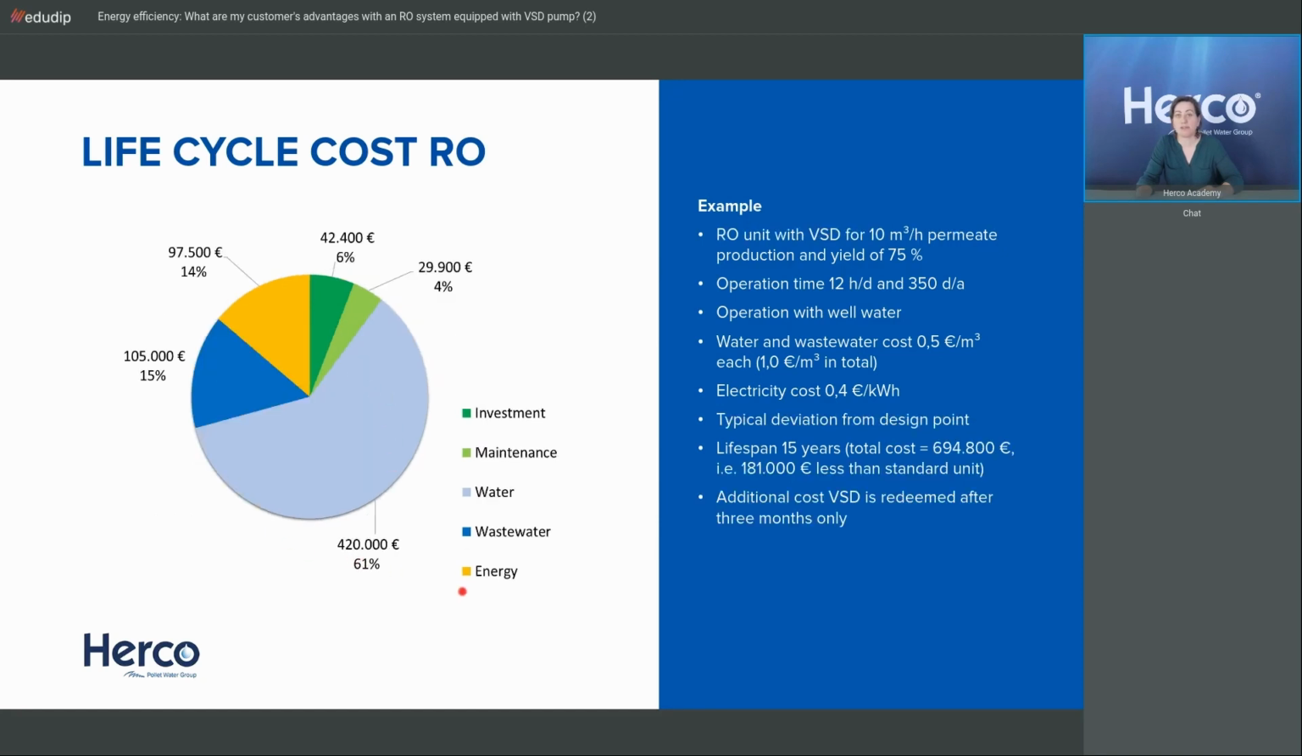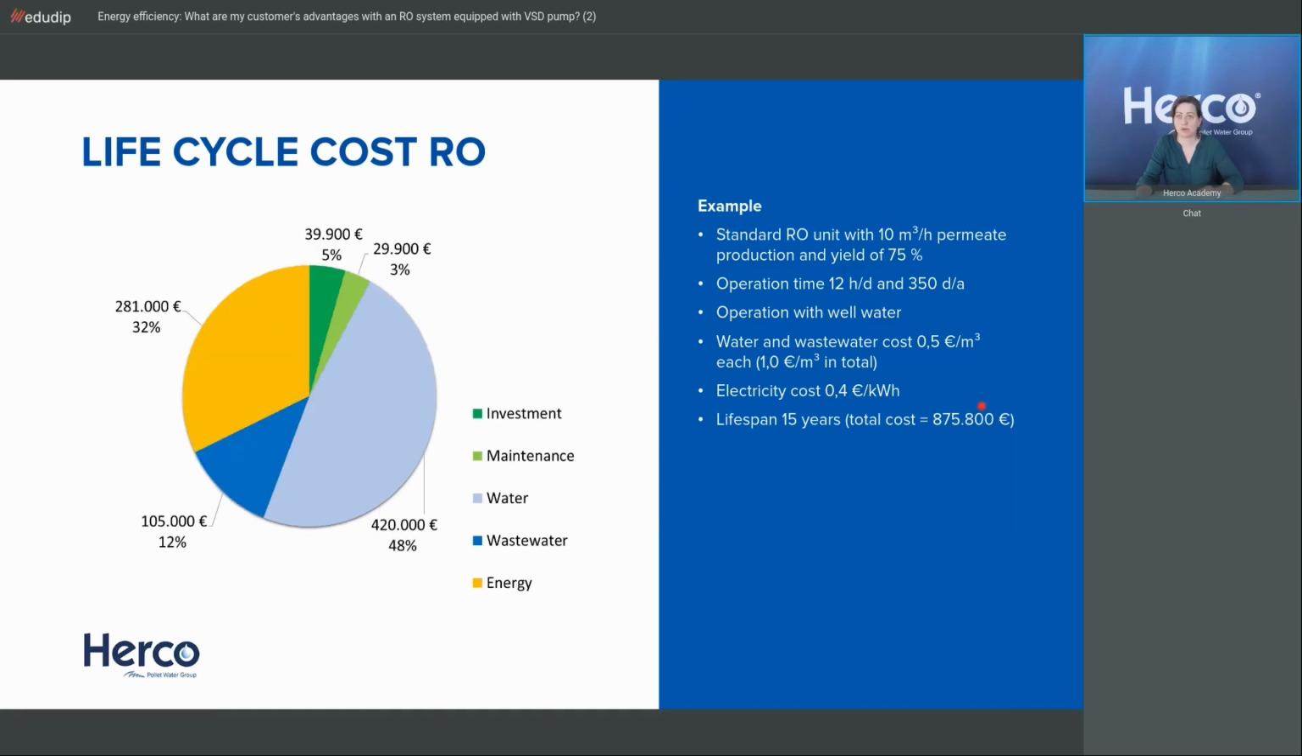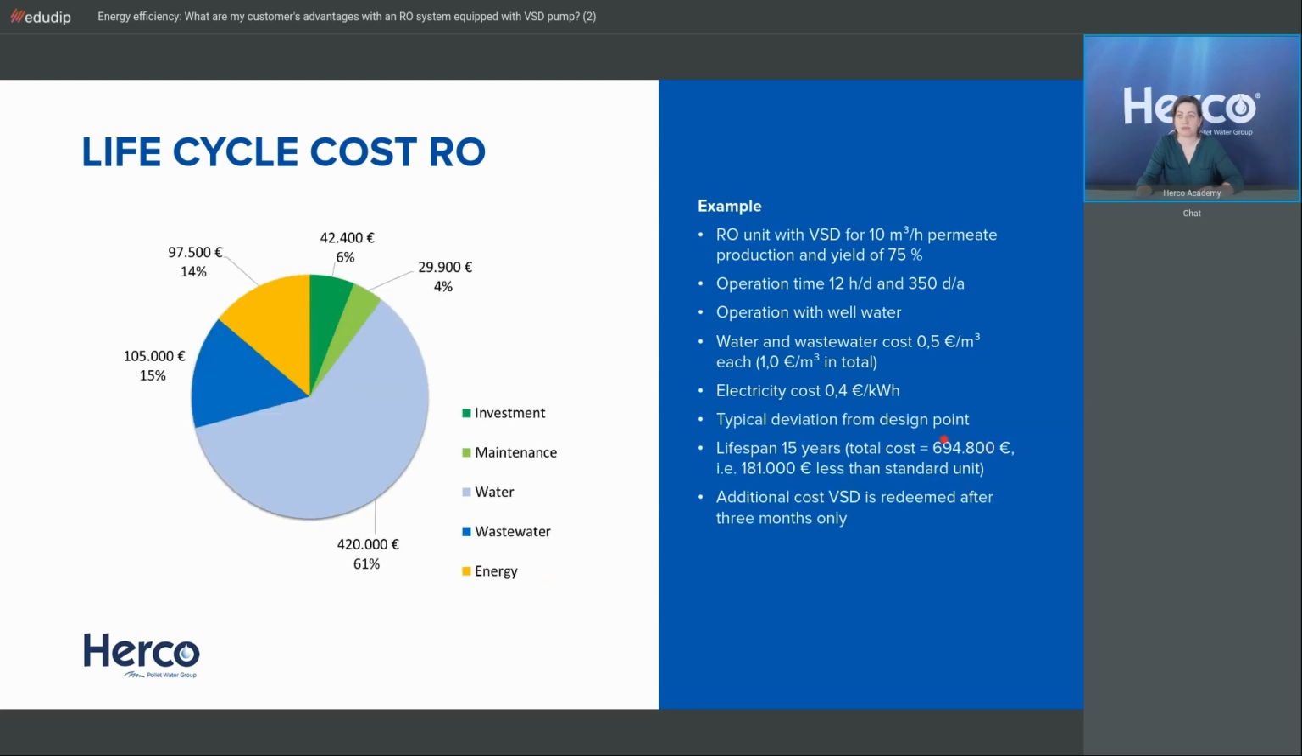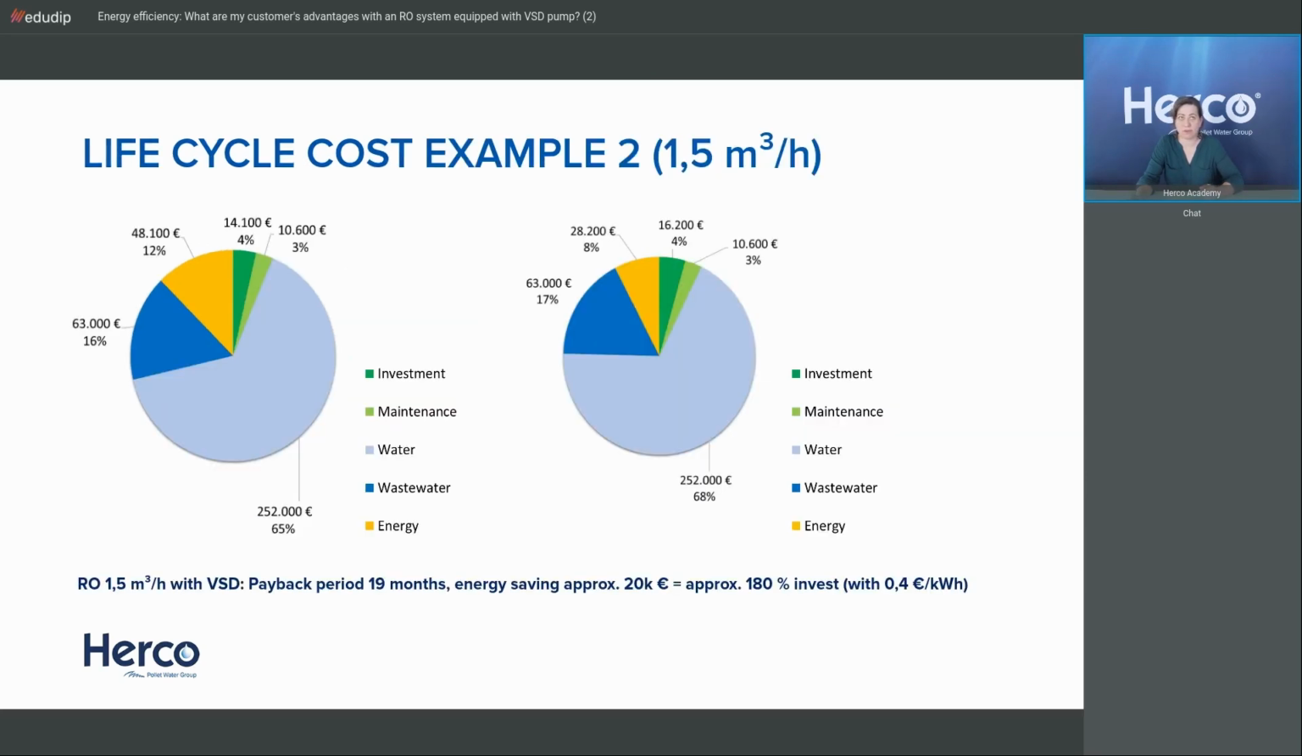This is the unit with the variable speed drive. You have a lot lower energy cost. You have a lot lower total cost. This total cost was 875,000. This one is 694,000. So you see, that's really, really a big difference. Now I show you two more examples, and you can check all this for yourself with a calculator.